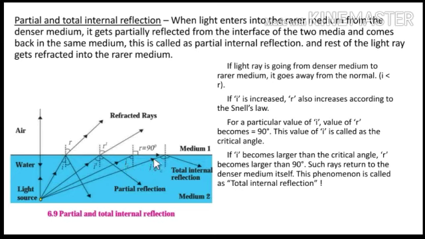Now beyond this critical angle, that means IC is the critical angle, and if we make the angle greater than that, then R increases beyond 90 degrees. Therefore, if I becomes larger than the critical angle, R becomes larger than 90 degrees. Such rays return to the denser medium itself totally, not a part. It is totally reflected into the denser medium itself. This phenomenon is called total internal reflection.